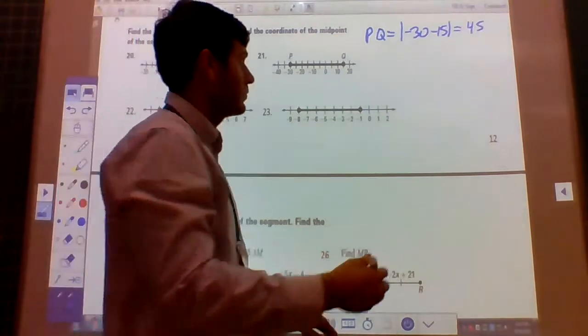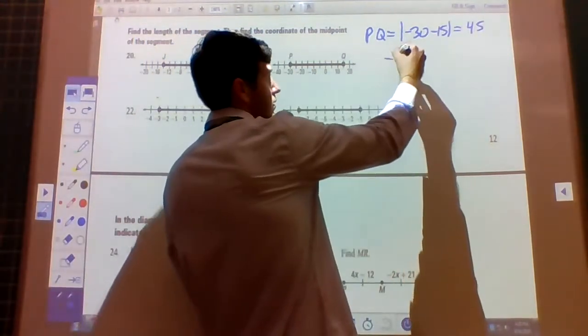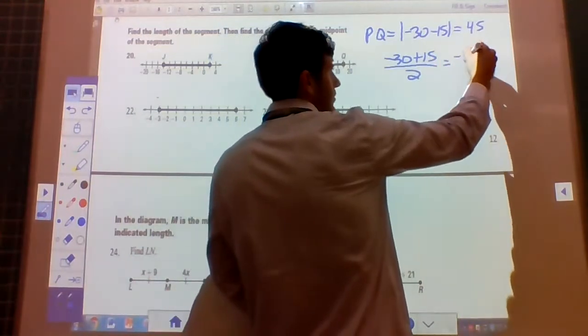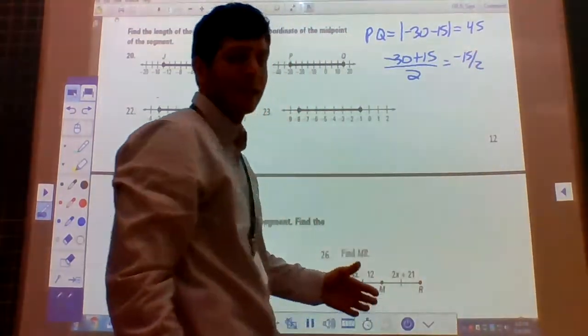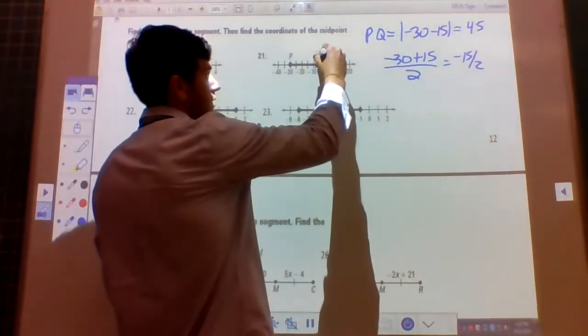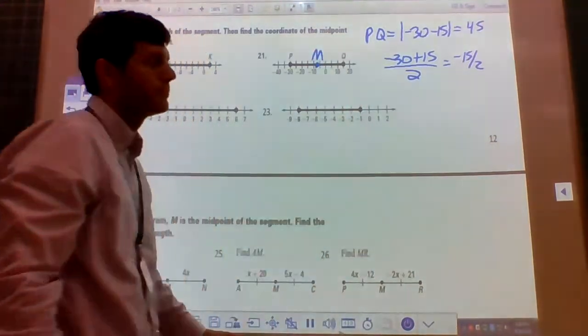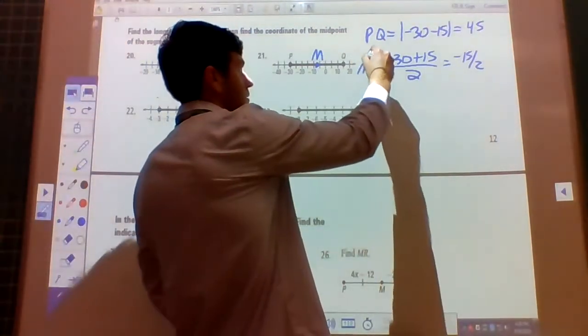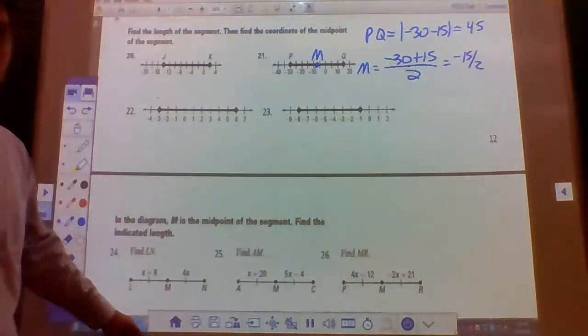To find the midpoint, we take the two pieces, so negative 30 plus 15, and we divide by 2, and that's going to give us negative 15 over 2, which is negative 7.5. So here, the midpoint is right here. Probably put M equals midpoint.